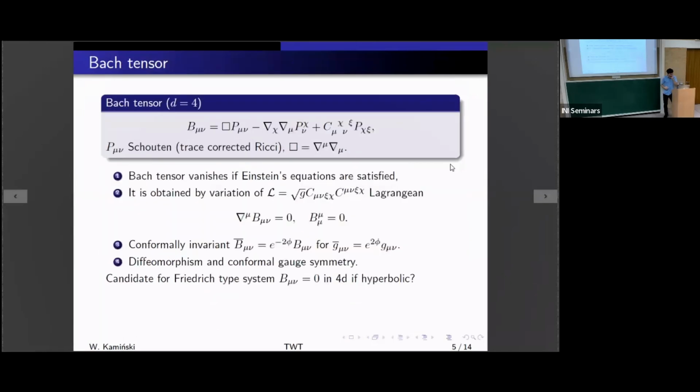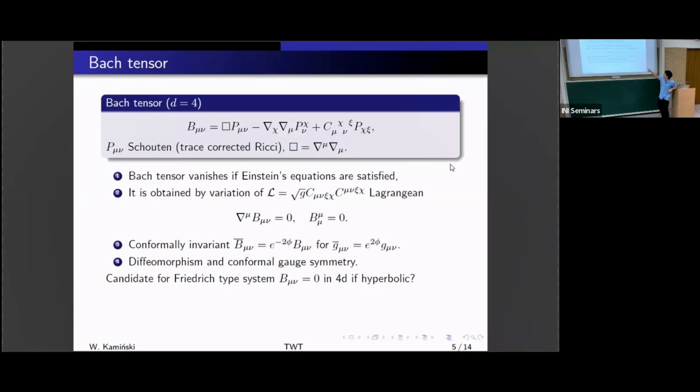Okay, so if one thinks about this requirement of Friedrich, what is the natural equation that everyone knows that is satisfied if the Einstein equations are satisfied? In four dimensions, the Bach equation. So the Bach tensor vanishes if the metric is Einstein. And there is a Lagrangian for this Bach equation. It's given by the square of Weyl. That's why I think sometimes it's called Weyl gravity.